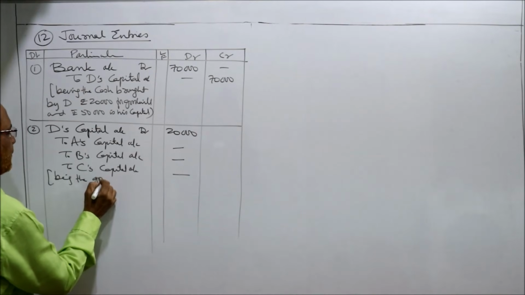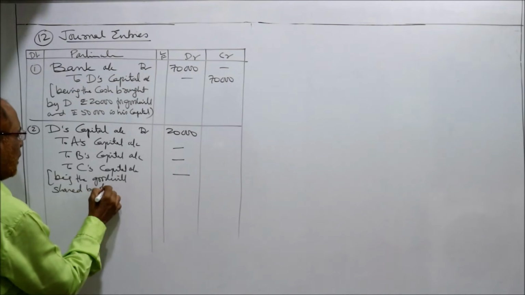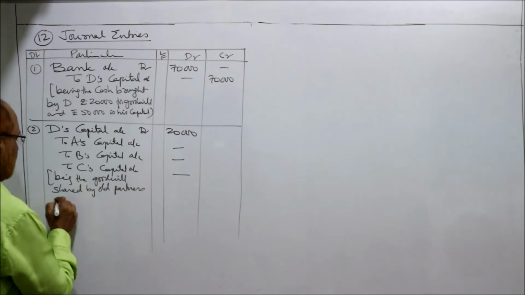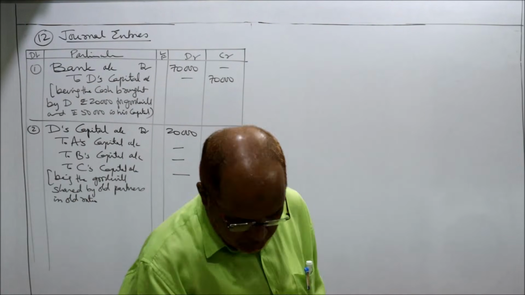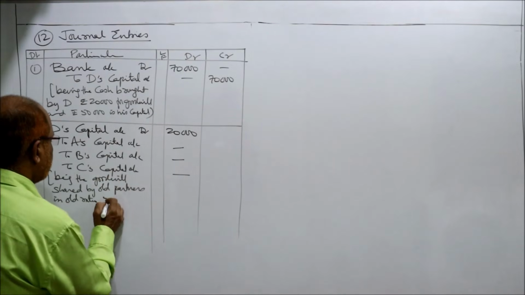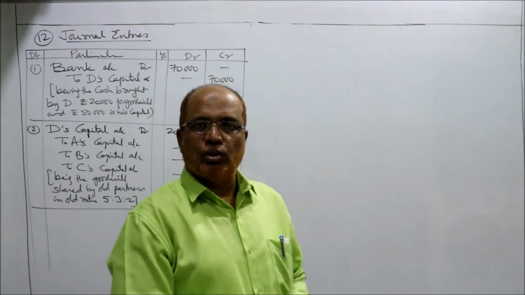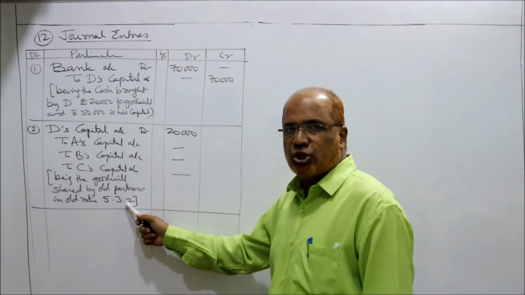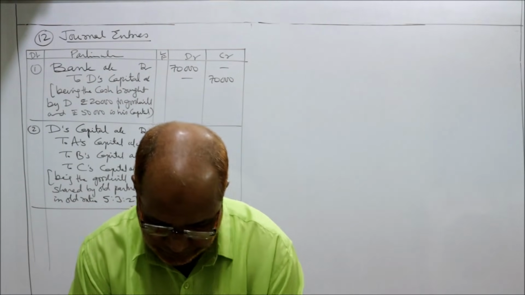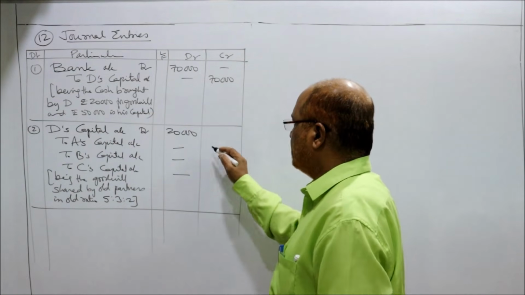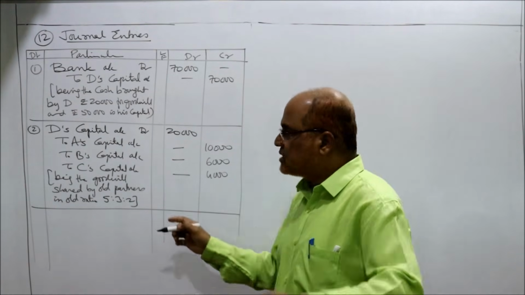Being the goodwill shared by old partners in old ratio. What is the old ratio given in the problem? 12th problem 5:3:2. This is the old profit sharing ratio. So 5:3:2 means each partner will get how much? 10, 6, 4. 10,000, 6,000, 4,000. How do you get this one?